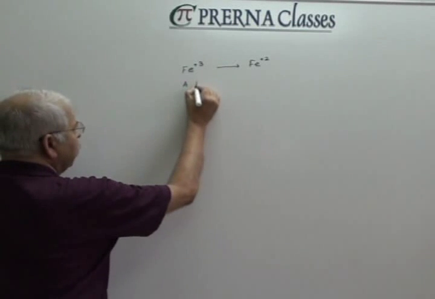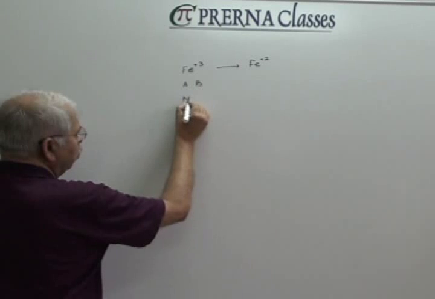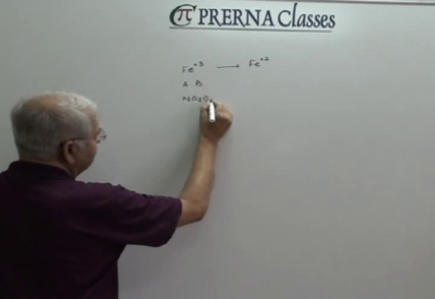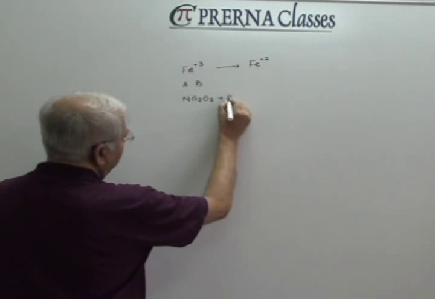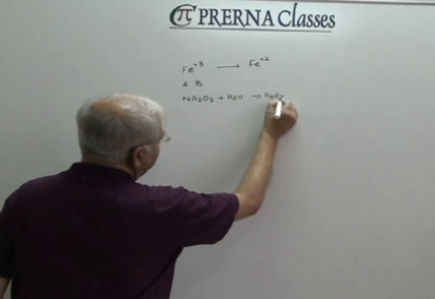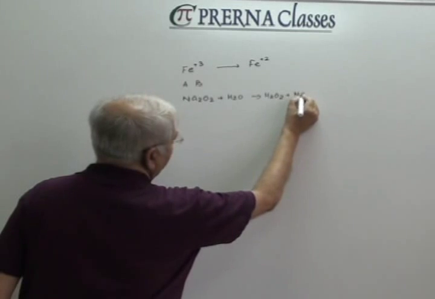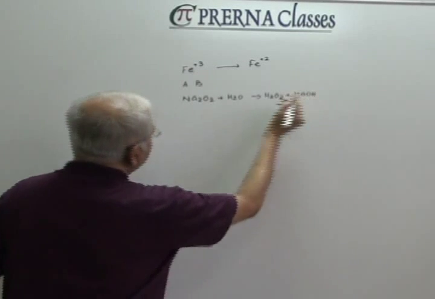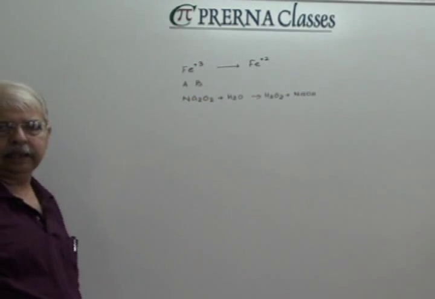B is also correct because Na2O2 with water will give you H2O2 together with alkali NaOH. So both A and B are the correct answer.